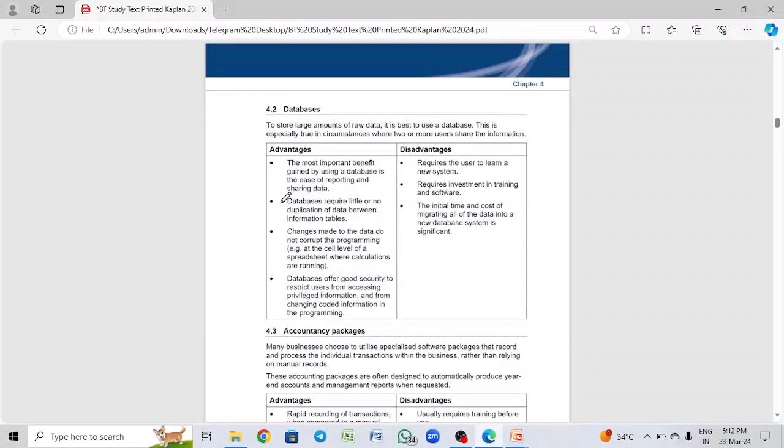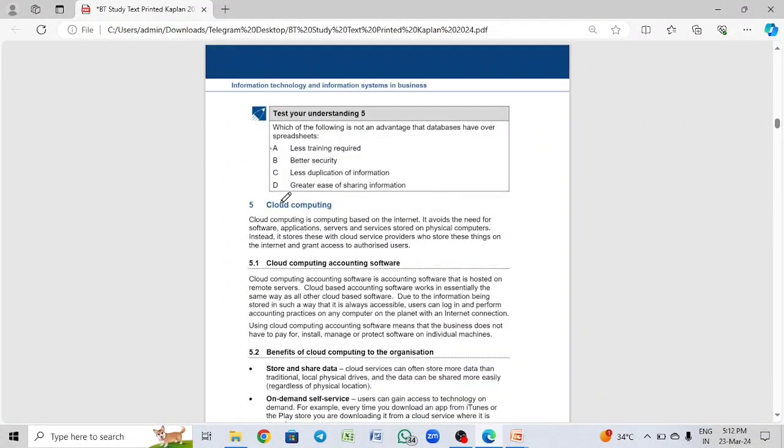Now the test your understanding number 5. What does test your understanding number 5 say? Which of the following is not an advantage of databases over the spreadsheets? Less training, better security, less duplication of information, or greater ease. So it is A. Spreadsheets require less training, whereas databases have better security. Then there is no duplication of information required, and easier access is there. Much easier access is there in databases.